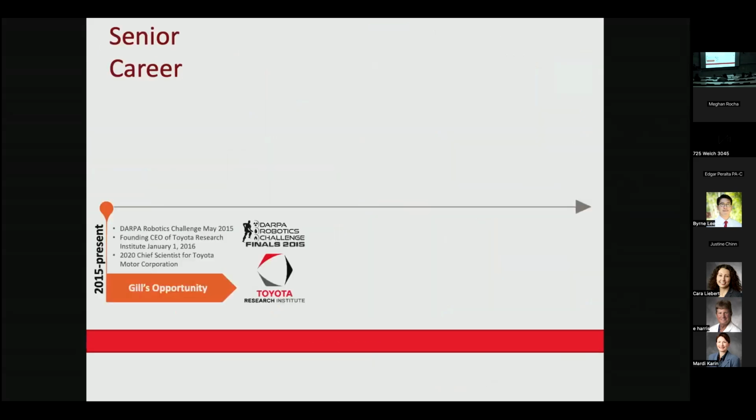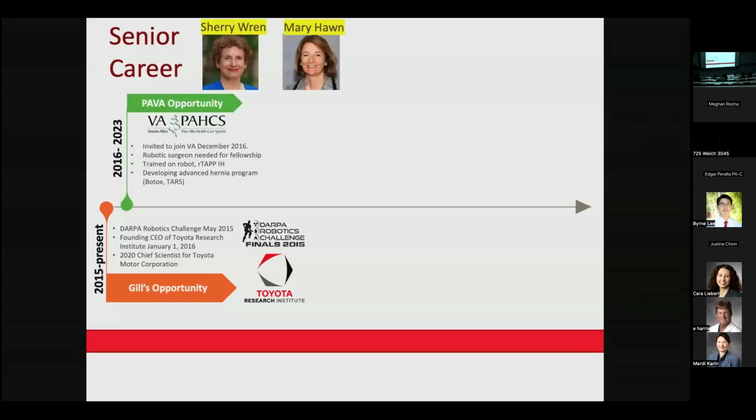In my senior career, my husband was at DARPA, and we were living in Boston. He was living in Washington. We were going back and forth. And then that finished, and we decided it was time to make a move. And so he accepted a job for Toyota, and that brought us out here. So I moved here, and thanks to Sherry Wren and Mary Hahn, I was offered the opportunity to work at the VA, which was super great. But I kept coming over here and saying, yeah, I really want to work in your pediatric bariatric surgery program. I know you have one, you've had it since 2004. I want to be part of it. Can I be part of it? And eventually they said yes.